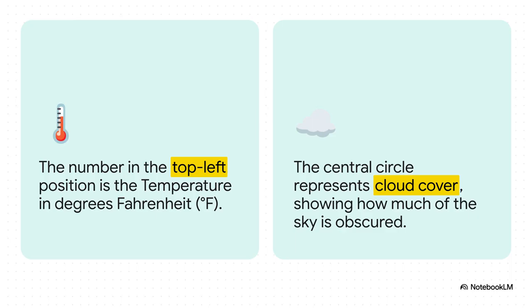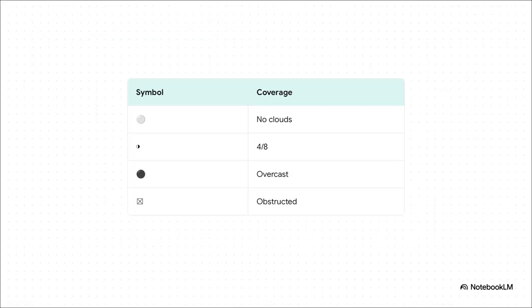See that number in the top left position? That's your temperature, in Fahrenheit. Simple as that. And the circle smack dab in the middle? That's not just there for looks. It actually tells us all about the cloud cover. And the way they show the cloud cover is a brilliant visual shortcut.